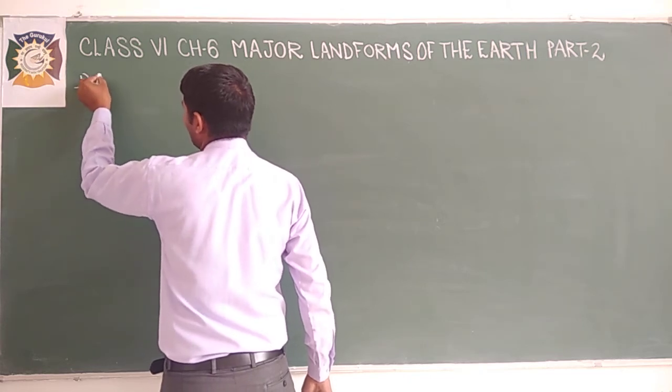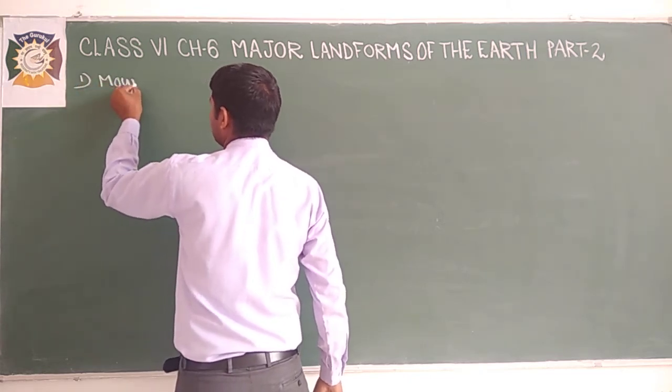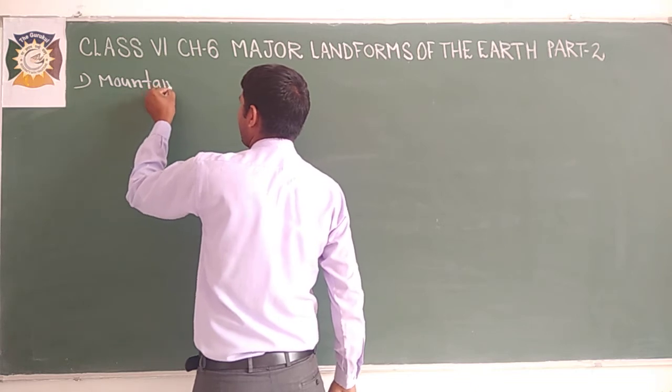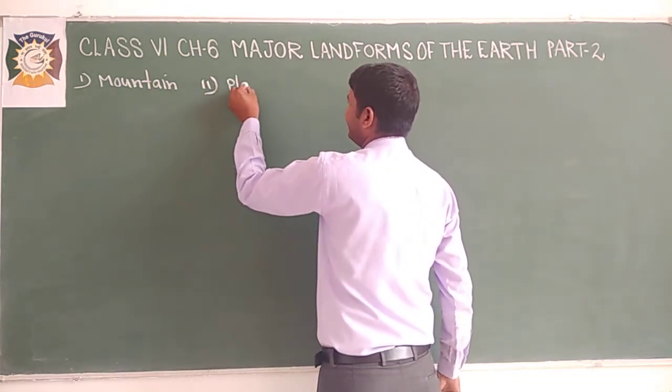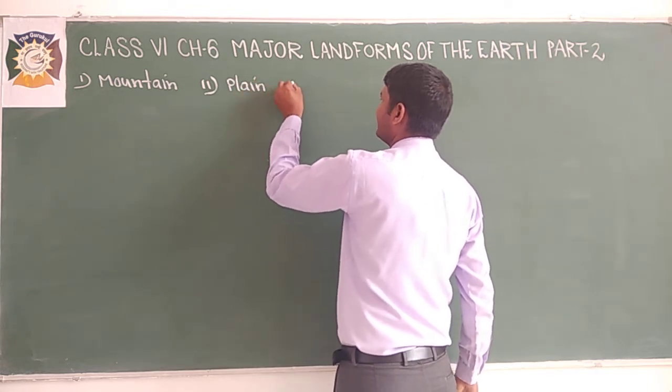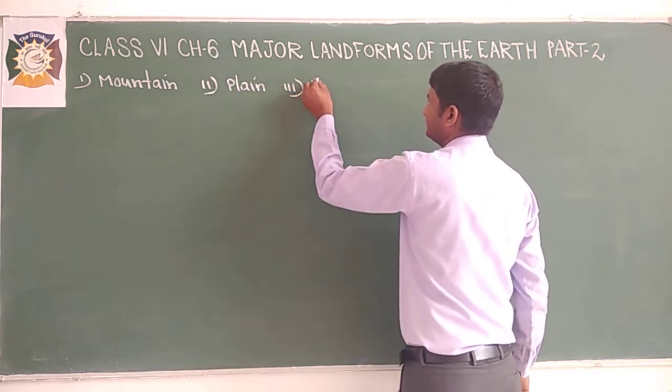The first one is known as mountain. Second is plain, and the third one is plateau.